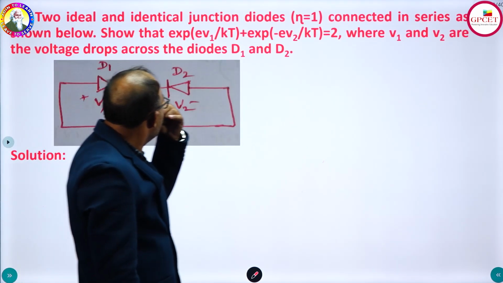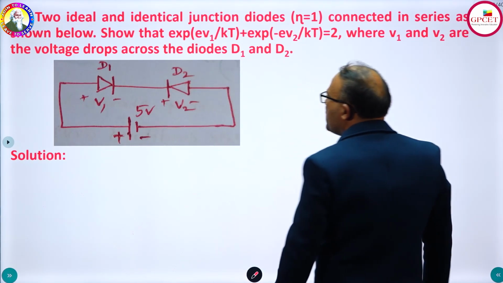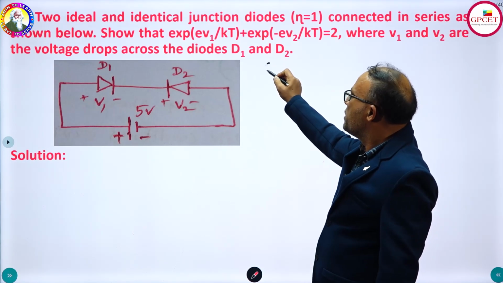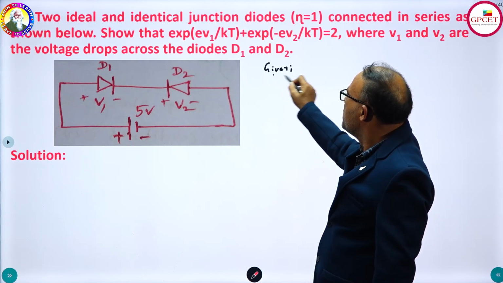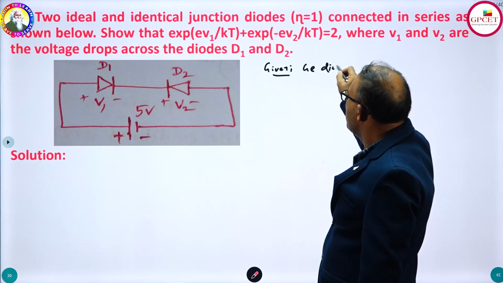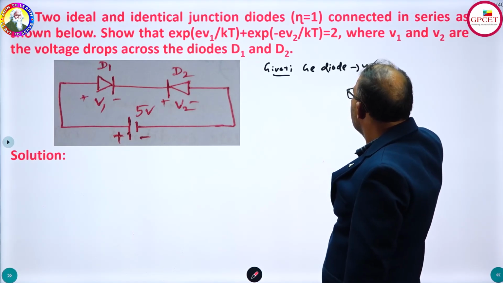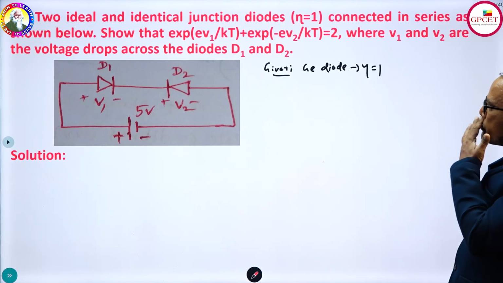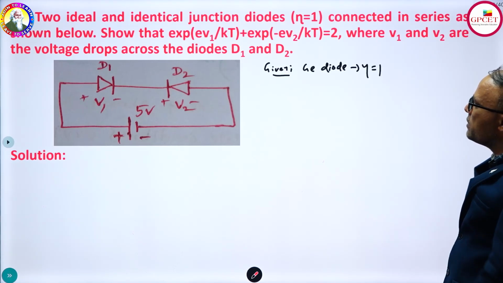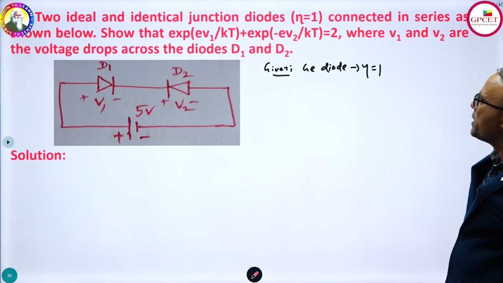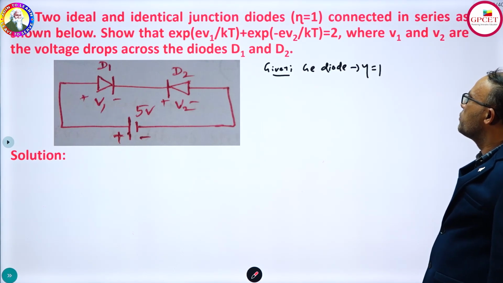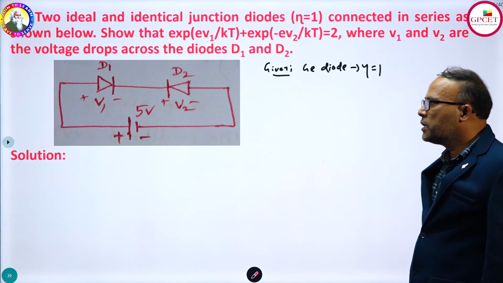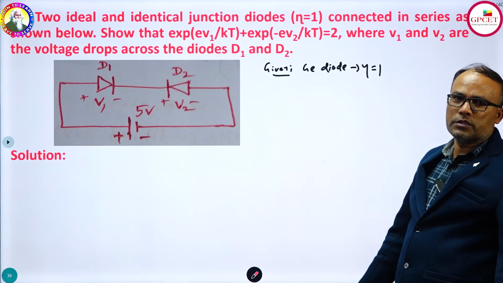The next problem is: two ideal and identical junction diodes, eta is equal to 1. Eta equal to 1 means it is given as a germanium diode. Connected in series as shown below. Show that e^(V1/KT) plus e^(-V2/KT) is equal to 2, where V1 and V2 are the voltage drops across the diodes D1 and D2.